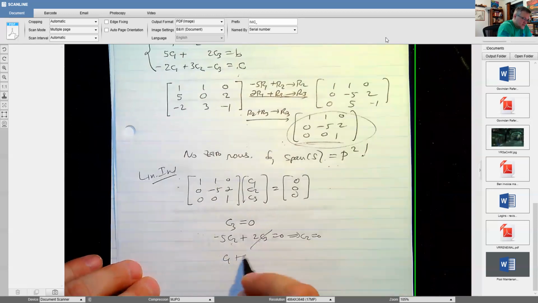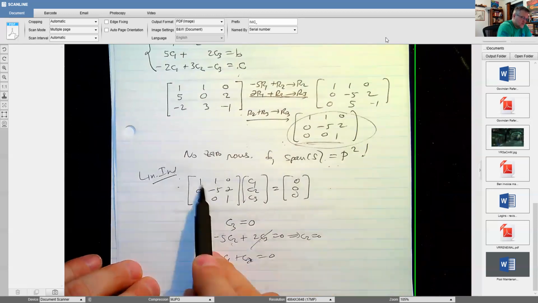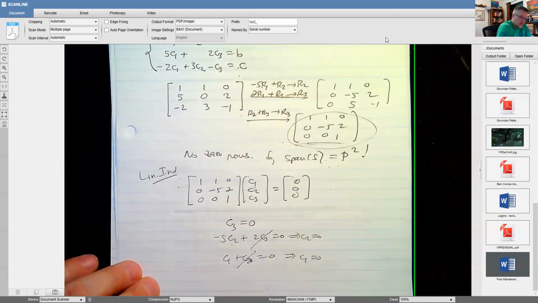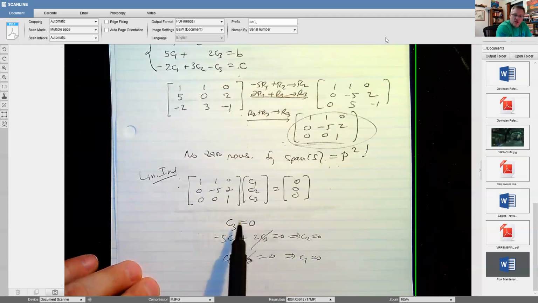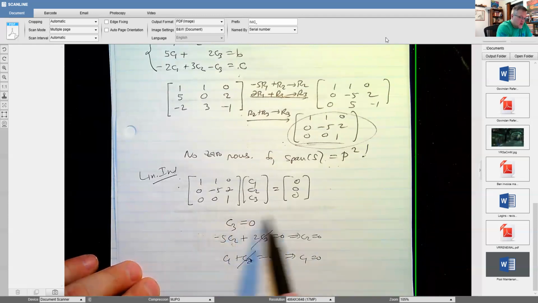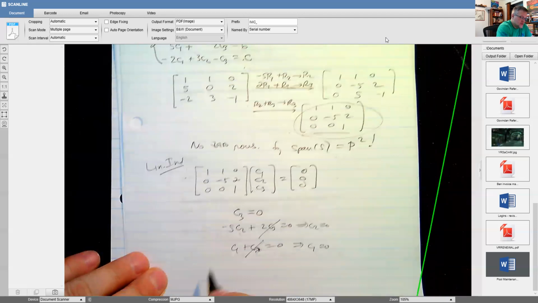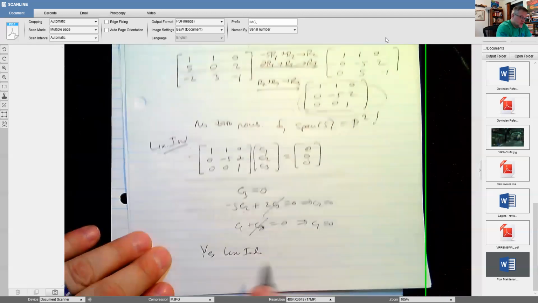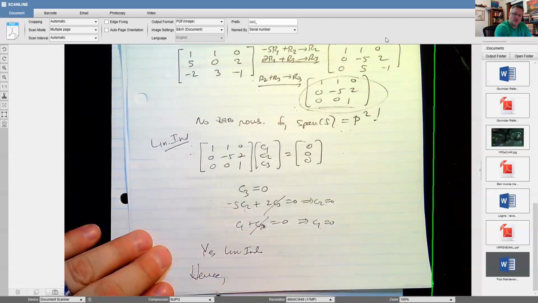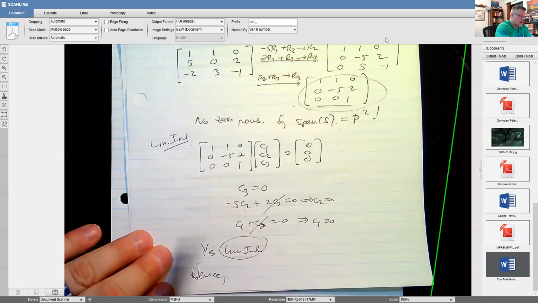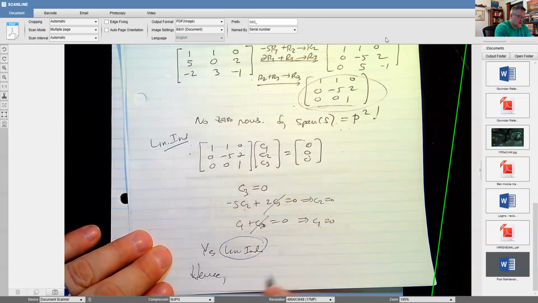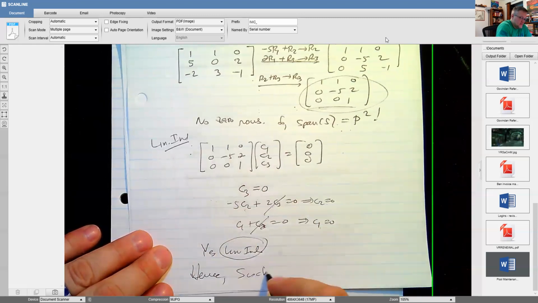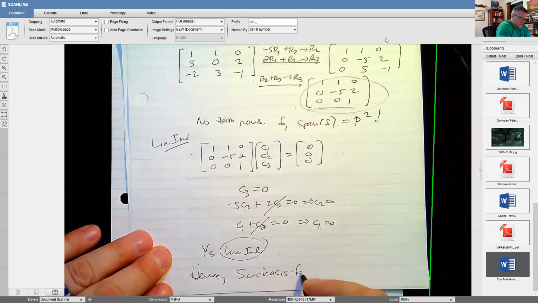And then since c1 plus c2 has to be 0 from the first equation, and c2 is 0, we conclude c1 is 0. And so the only way to generate the zero function is by having all three constants equal to 0. And so yes, they're linearly independent. And so hence, both conditions are satisfied, linear independence and the set spans P2. And so yes, S is a basis for P2.